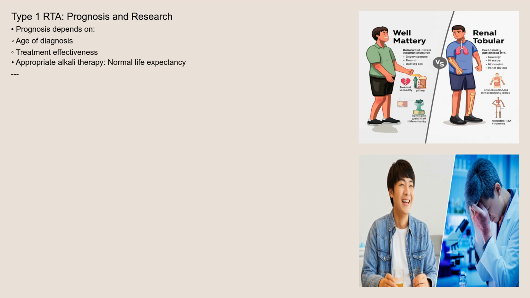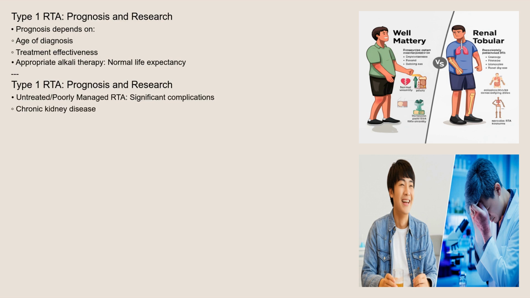However, untreated or poorly managed RTA can lead to significant complications, including chronic kidney disease, growth retardation, and bone disease. Current research focuses on improving diagnostic methods, developing more targeted therapies, and identifying novel genes involved in the pathogenesis of this disorder.